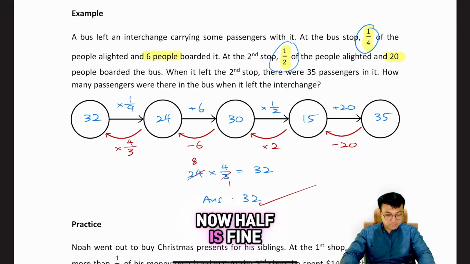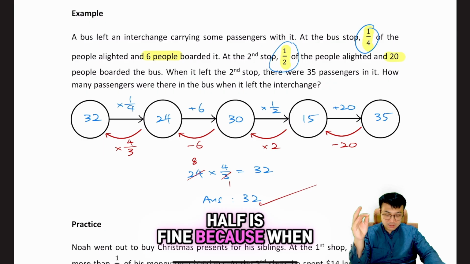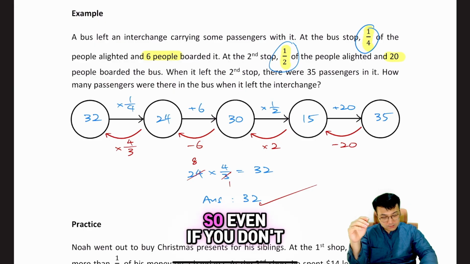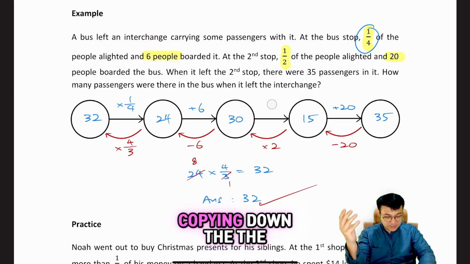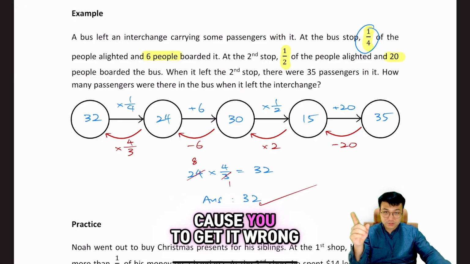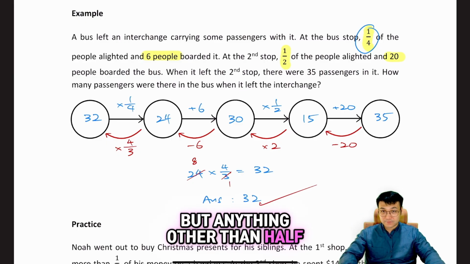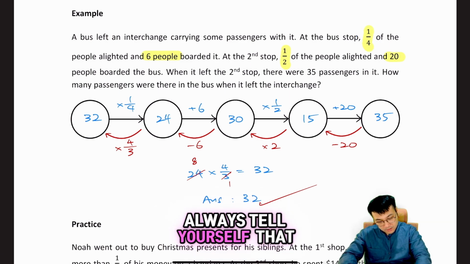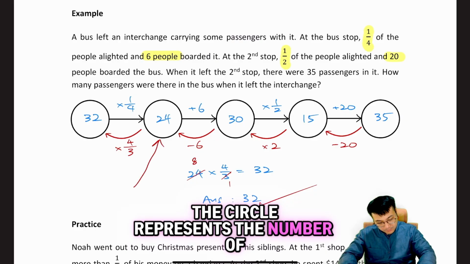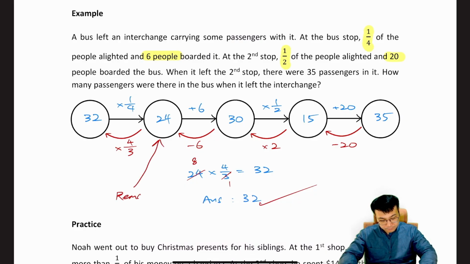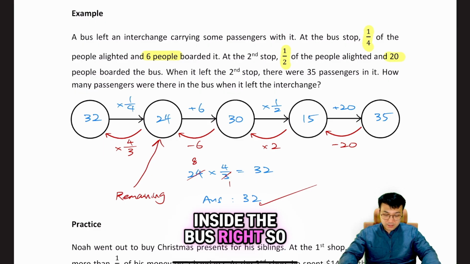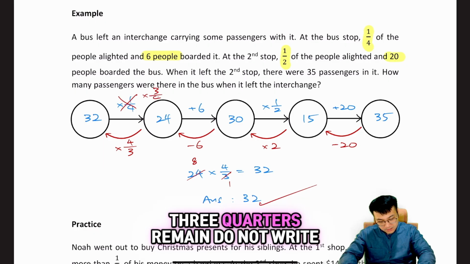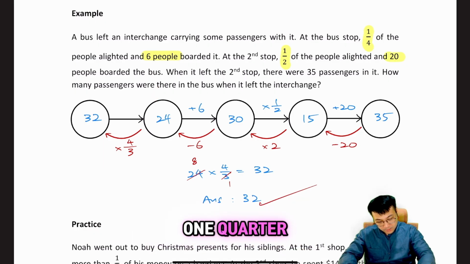Right? Now, half is fine. Half is fine because when half of the people alighted, there's still going to be half remaining. So even if you don't understand what you're doing, copying down the fraction half will not cause you to get it wrong. But anything other than half, you'll end up in trouble. So you must always tell yourself that the circle represents the number of people remaining inside the bus, right? So if 1/4 alighted, then 3/4 remain. Do not write 1/4.